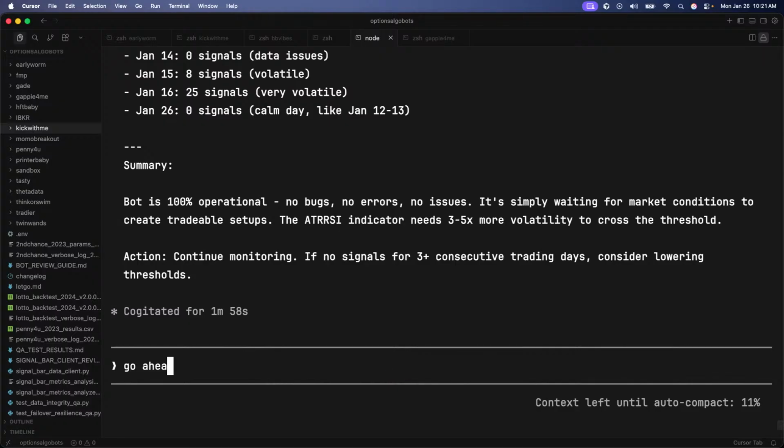Go ahead, and I run them from a data center. What data center do you run it from? Do you have your own? You must have your own server.